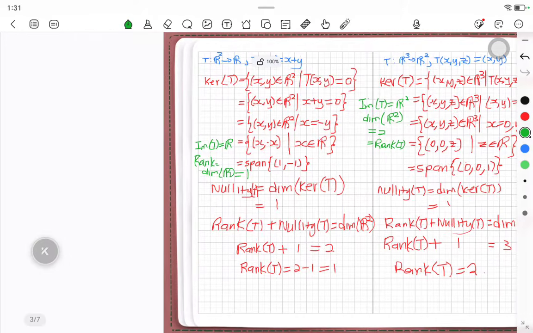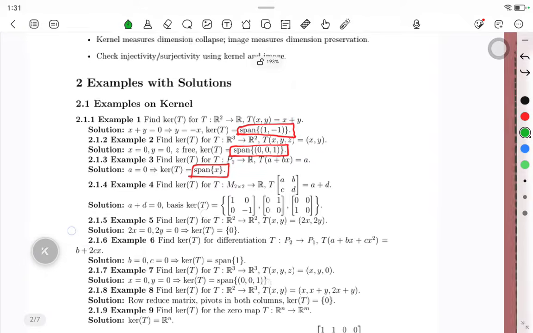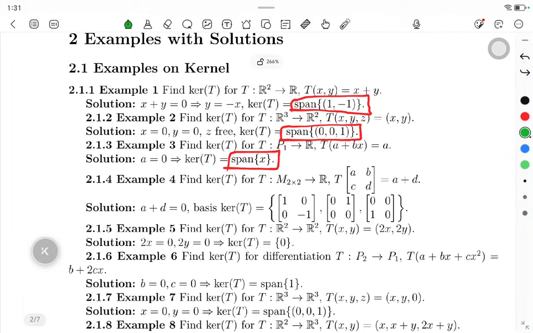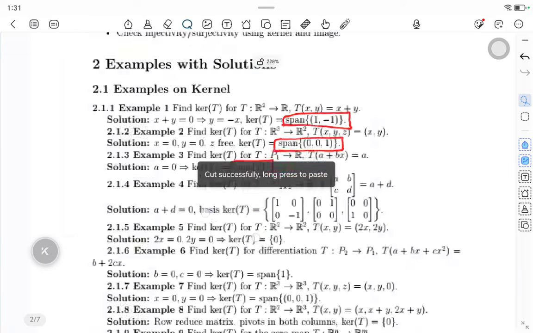Now, let's go to the ones of matrices. We have this one now. We're given T such that M2 by 2 maps to R, such that T of A, B, C, D is equal to A plus D. They say we should find the rank. Let's see what we can find.